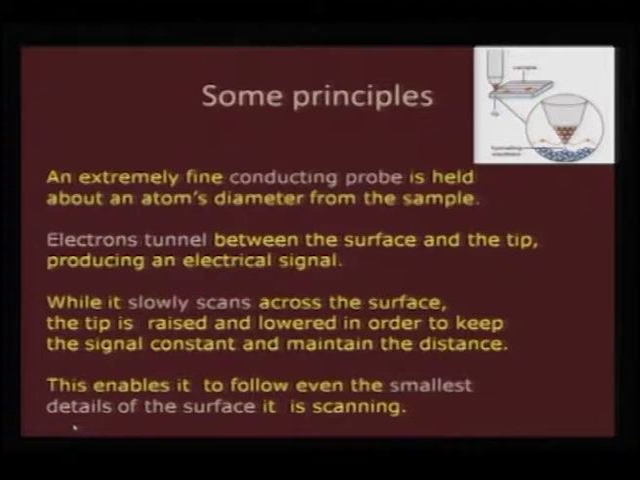Some important features that we can get to know about this STM: the tip has to be extremely fine, and the electrons tunnel between the surface and the tip, producing an electric signal, and while the scan is going on, which has to be very slow, not a rapid scan, you can trace the topography of the surface. So, this enables it to follow even the smallest details of the surface as it is scanning.